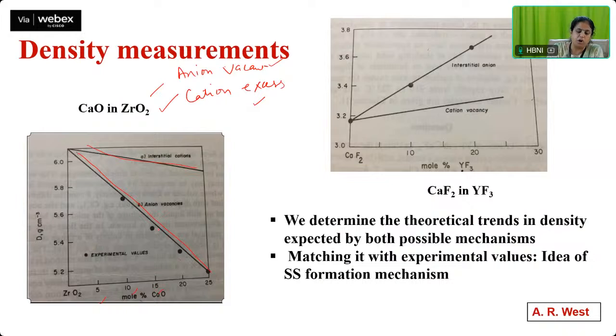And these black dots are the experimentally measured values, and they match closely with the hypothesis that I have got an anion vacant solid solution mechanism, and hence this is how it shows that this particular solid solution adopts the anion vacant mode of solid solution formation. Similarly, this graph shows what happens when CaF2 is doped in YF3, and here it could be shown that anion excess was the mechanism being adopted. Okay, so that gives you an idea of the mechanism that is being followed.